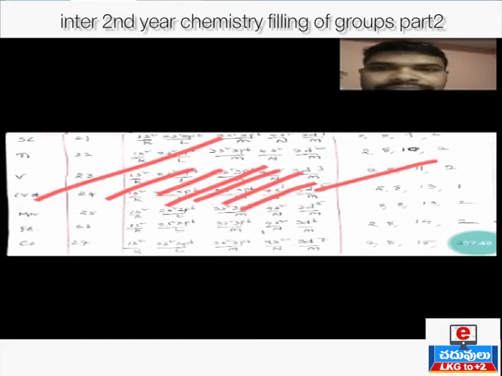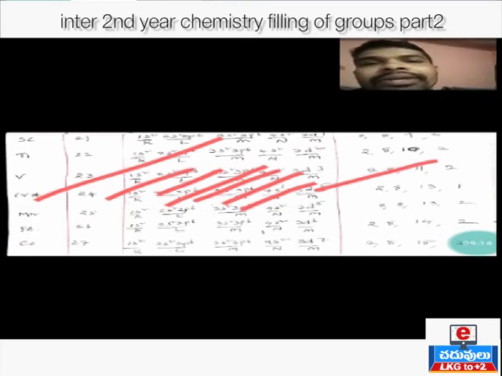Here in chromium, a half filled d orbital is possible. Half filled means what? D orbital with 5 electrons. If d orbital has 10 electrons, that is called a full filled d orbital. Generally, a half filled d orbital or full filled d orbital gives extra stability to the atom. If any atom has a half filled or full filled d orbital, that atom is said to be more stable when compared to other elements.